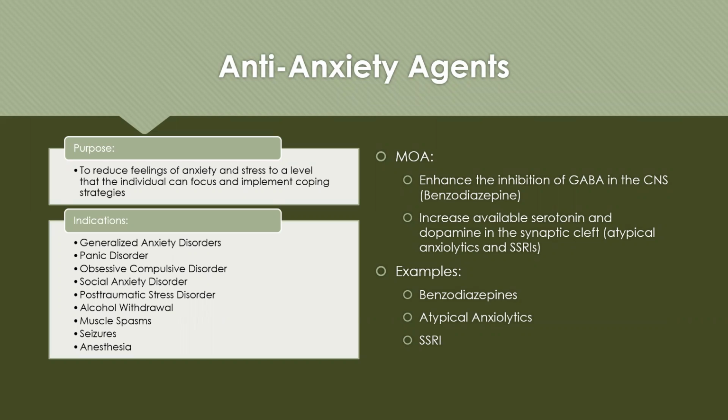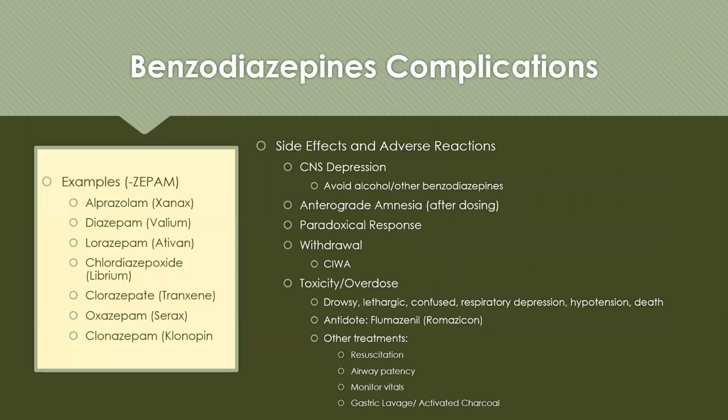The mechanism of action is, if you are taking a benzodiazepine, it aims to enhance the inhibition of GABA in the CNS. And if you're using an atypical anxiolytic or an SSRI, it increases available serotonin and dopamine at the synaptic cleft. Examples of benzodiazepines often end in zapam.